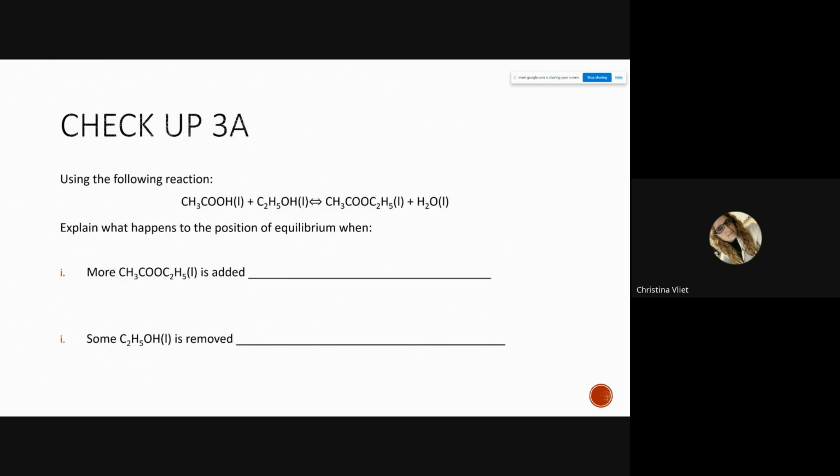All right, so let's see if we can get this idea. This is supposed to be a reversible reaction. You see the double arrows here? And they ask you to explain what happens to the position of equilibrium. So the way you're going to answer this is either the position of equilibrium shifts towards products or it shifts towards reactants.